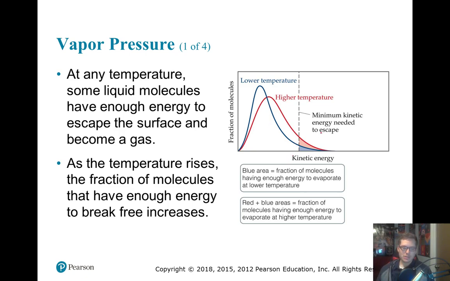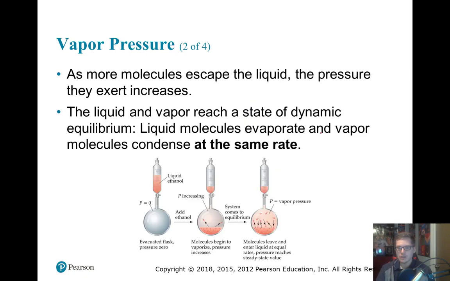And so as our temperature increases, more and more of our molecules will be able to escape the intermolecular forces and act like a vapor, as a gas. So as more molecules escape the liquid, the pressure they exert increases. And remember, pressure is defined as force over area, so this is the force of those molecules hitting the sides of your container and the surface of the liquid.